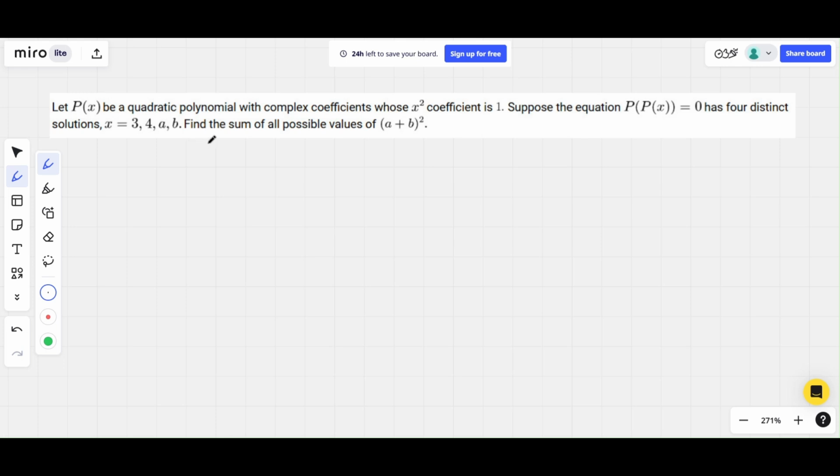In this video, I'll be going over my solution to the 2020 AIME I Problem 14. We're given a quadratic polynomial q of x with a leading coefficient of 1, and the equation p of x equals 0 with the roots 3, 4, a, and b, and we're asked to find the sum of all possible values of (a plus b) squared.